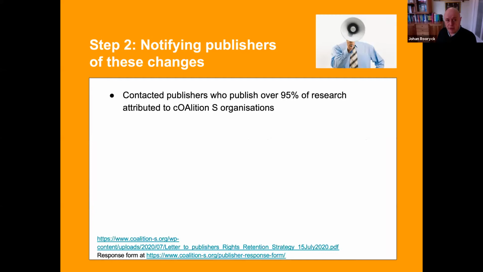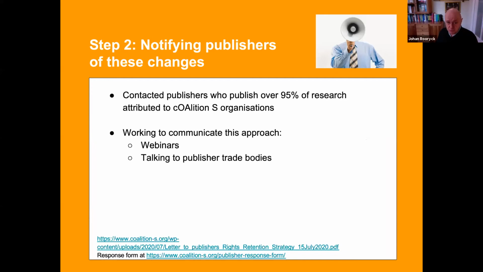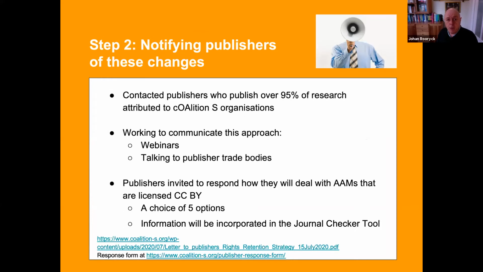What we also did is contact publishers over the summer. So our rights retention strategy came out mid-July, and since then we have talked to about 99 publishers who publish jointly about 95% of our research. And we have been working to communicate this approach to them by webinars, by talking to publisher trade bodies. We have also invited, in our initial letter of 15th of July, these publishers to reply, to respond, and to say how they would treat articles that came on their doorstep with these conditions on the AAM. We've given them a choice of 5 options.